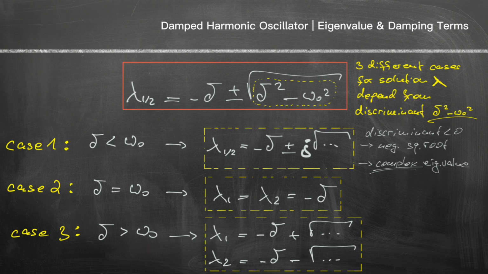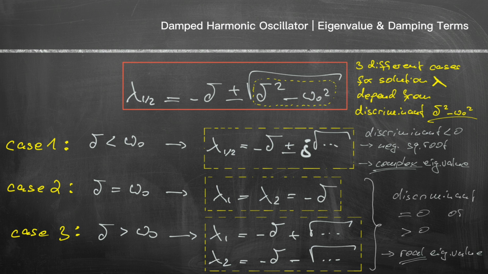These are 3 different cases that can occur depending on the system parameters. We can either have a complex eigenvalue solution, meaning an oscillation occurs, or we can have no oscillation, namely when the eigenvalue is purely real, as in case 2 and case 3.